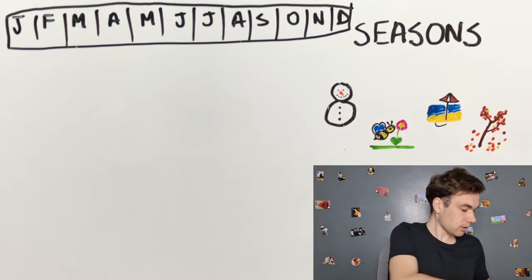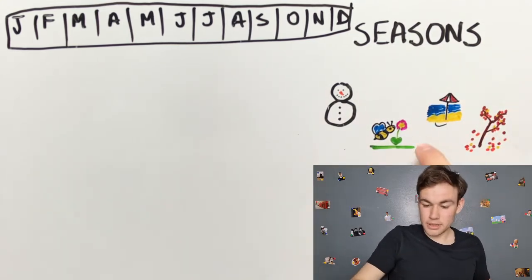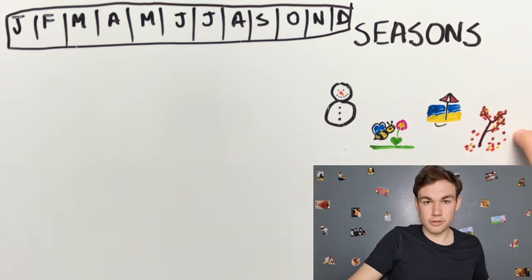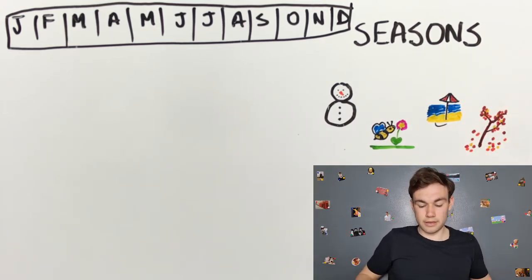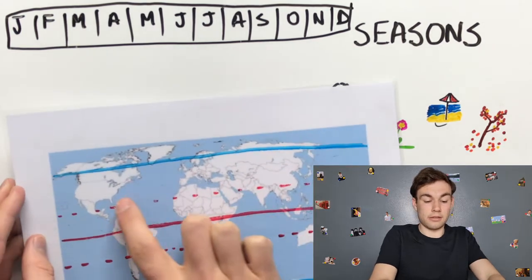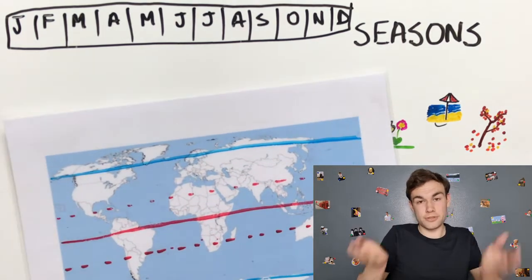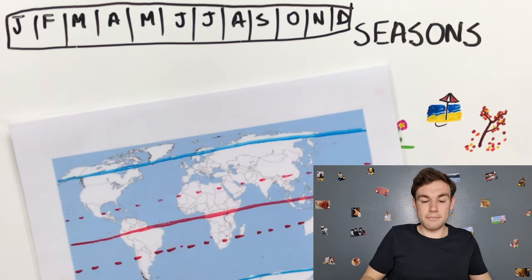Seasons. Winter, spring, summer, and autumn or fall. Autumn in the UK and fall in America. Two different names for the same thing.